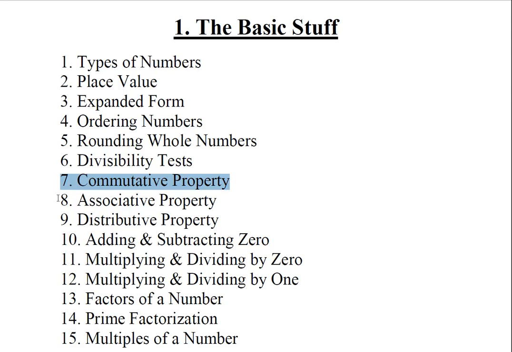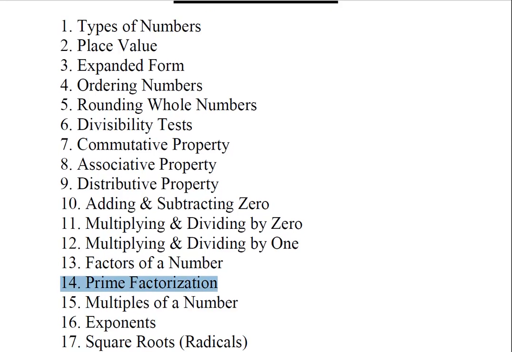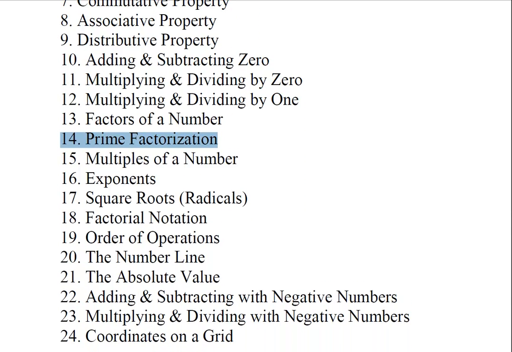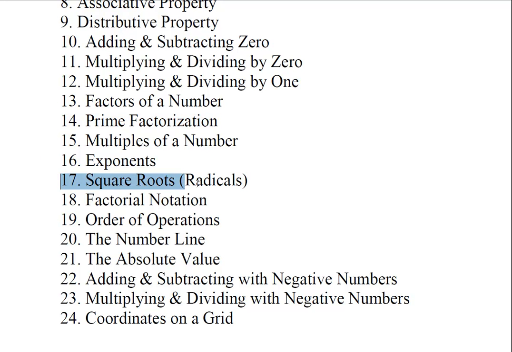7, commutative property, then the associative property, distributive property. Number 10, adding and subtracting 0, multiplying and dividing by 0, and multiplying and dividing by 1, numbers 11 and 12, factors of a number, prime factorization, multiples of a number, number 15, 16, exponents, 17, square roots or radicals, 18, what is a factorial? We're just going to go over this really quickly. Not something essential for the test.